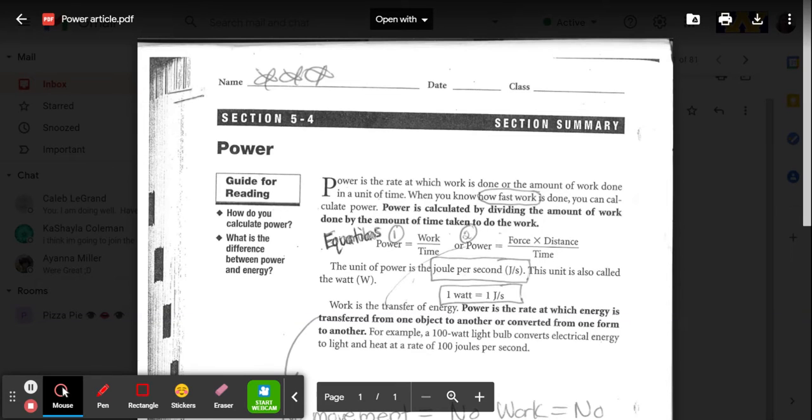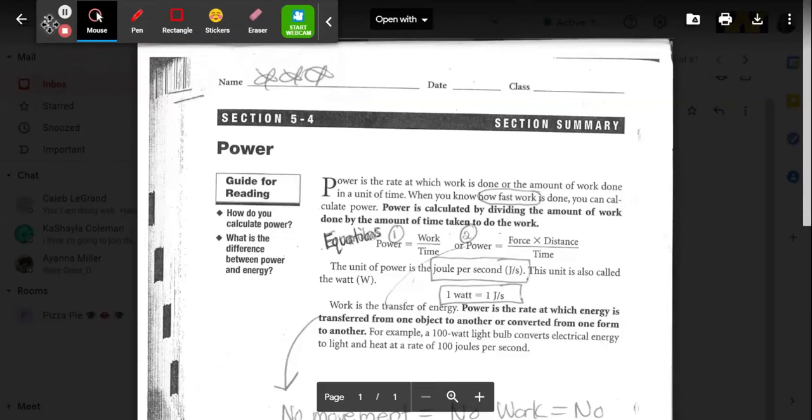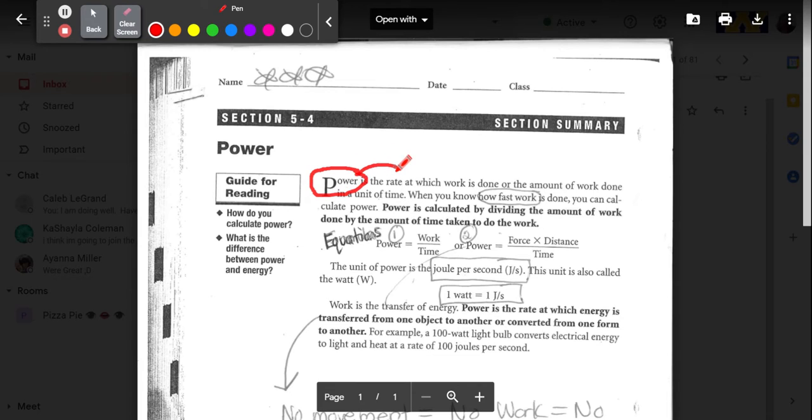So today, guys, we're going to talk about power, remembering that we're talking about power when it comes to science, okay? So let's take a look at some of these vocab words and I'll take some notes for you. All right, so what is power? So power, we'll circle here. That's the rate at which work is done or the amount of work done in a unit of time. So how much work you're actually doing in a certain time frame.